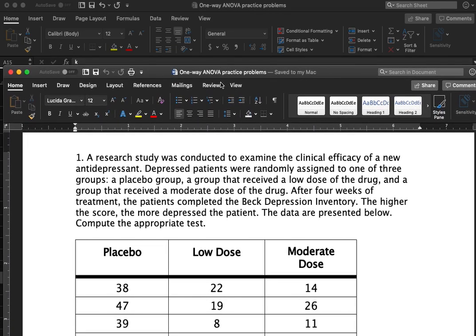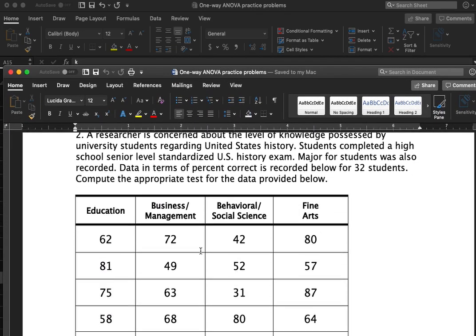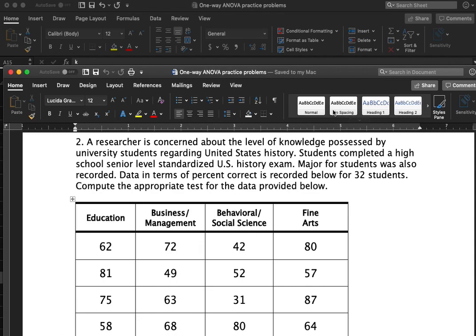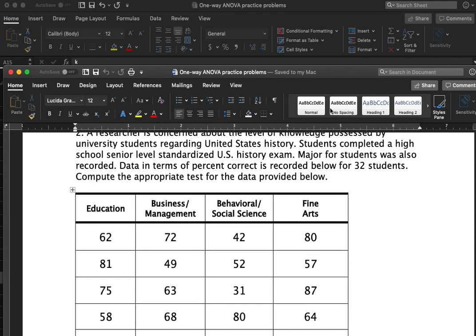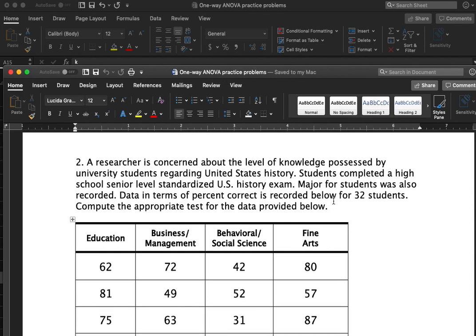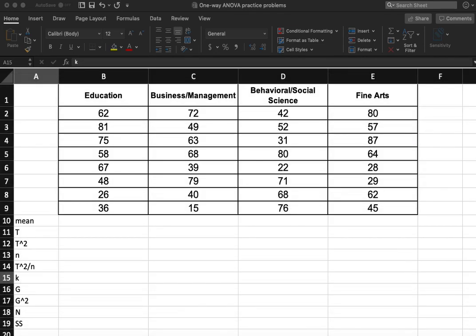It's problem number 2 from the one-way ANOVA practice problems. It says a researcher is concerned about the level of knowledge possessed by university students regarding U.S. history. Students completed a high school senior level standardized U.S. history exam. Major for students was also recorded. Data in terms of percent correct is recorded below for 32 students. Compute the appropriate test for the data provided below. We're looking for significant differences among different majors on a U.S. history exam. And here are the scores.